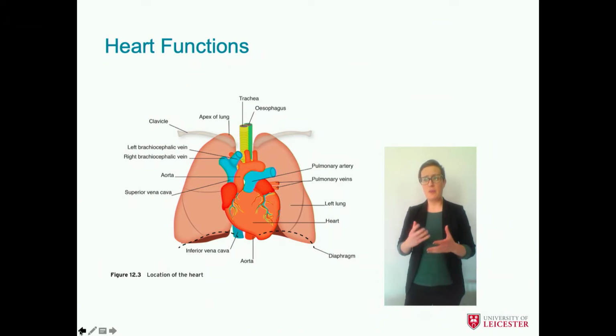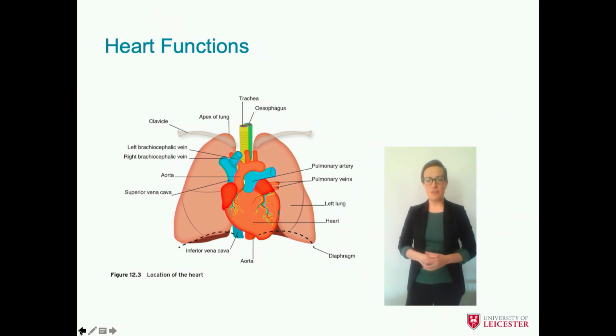Now, we're going to talk briefly about the functions of the heart, and I know that it doesn't take a rocket scientist to figure out that the primary function of a heart is to pump blood around the body, both to the lungs via the pulmonary circulation and to the rest of the body by the systemic circulation. And by systemic, I just mean whole body or body-wide.